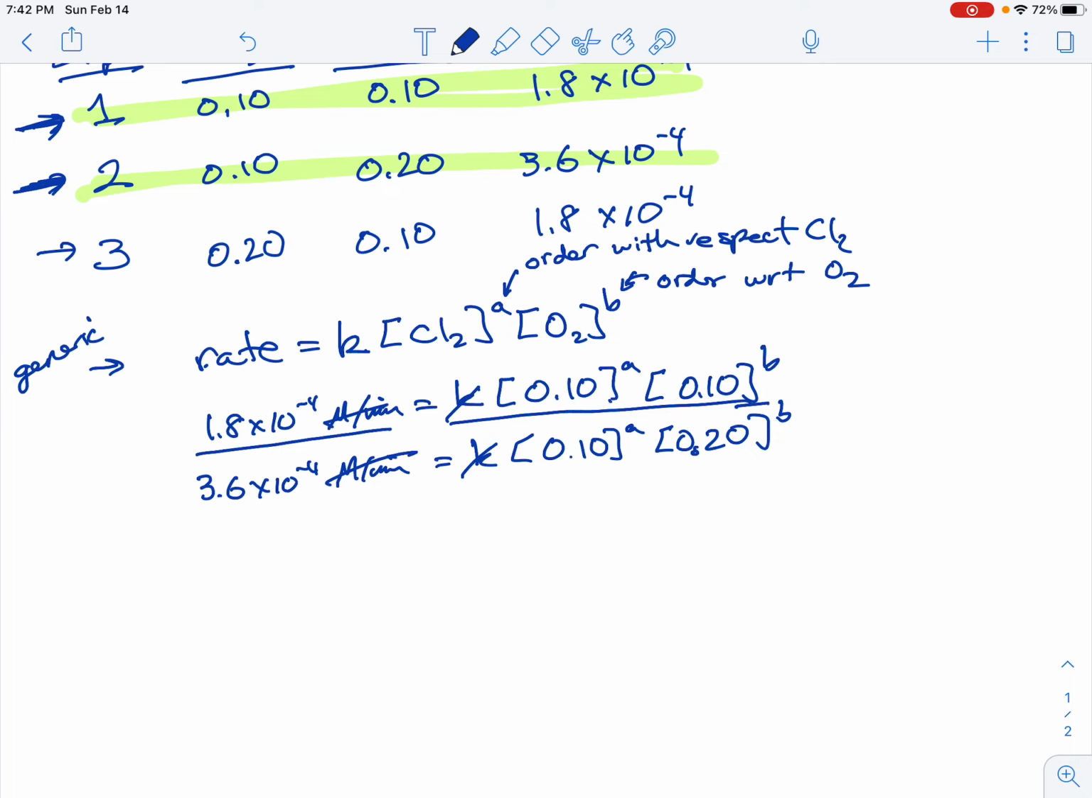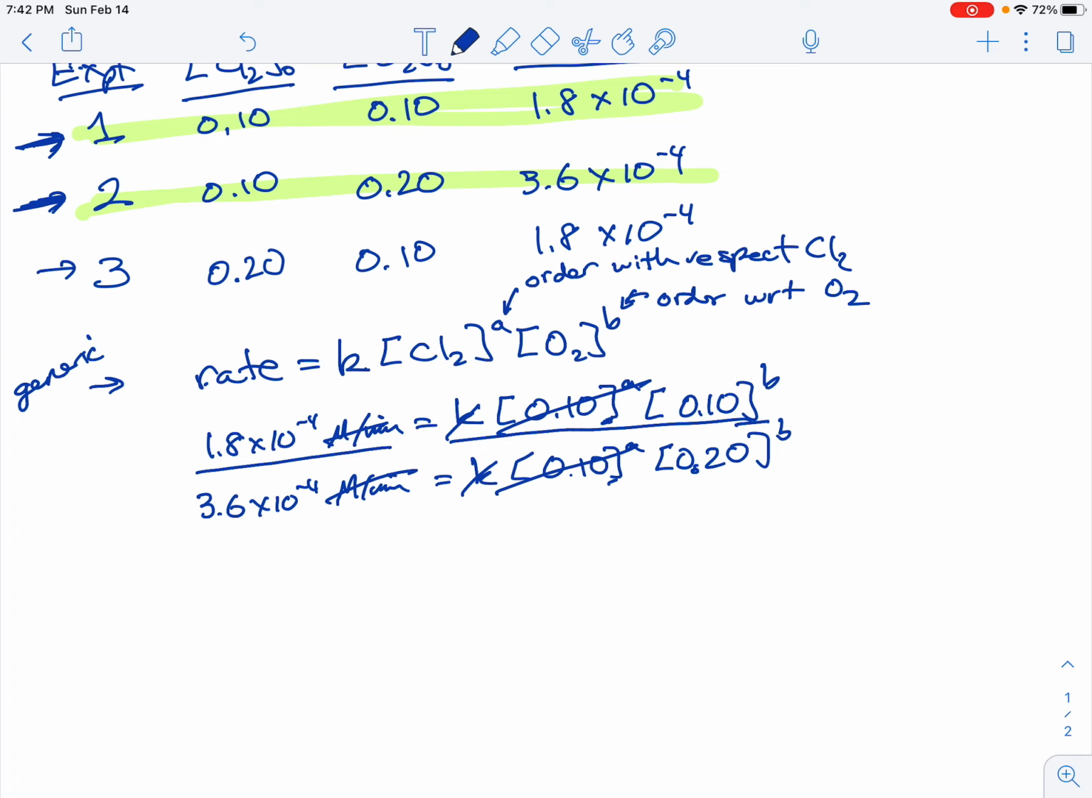0.1 to the A, we have one of those up in the numerator, we have one of them in the denominator, those cancel out. So what we're left with is on the left-hand side, if you divide these two, you'll find that that's equal to 1/2, because 3.6 is just twice 1.8. That's going to be equal to 0.1 to the B over 0.2 to the B.